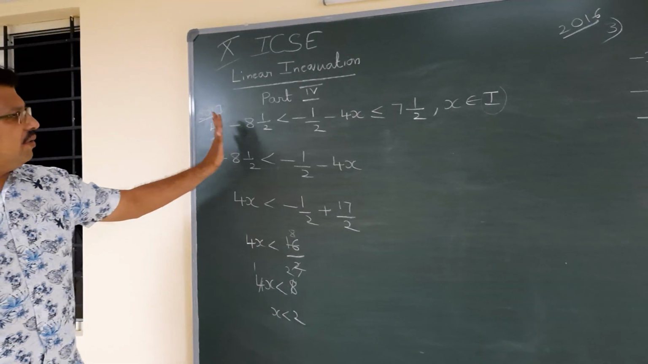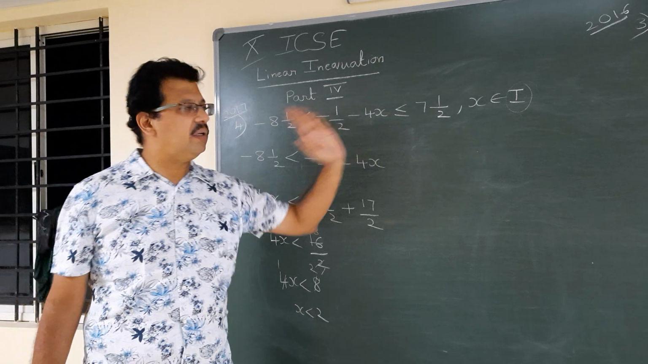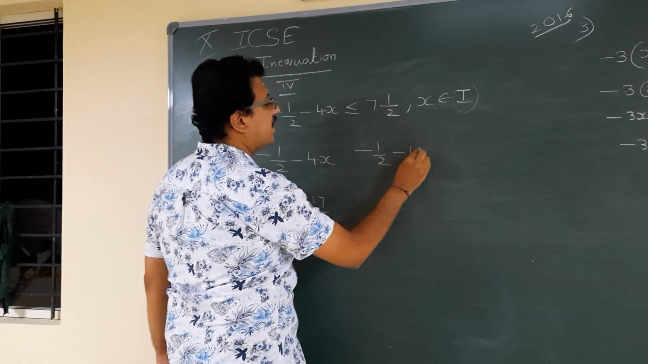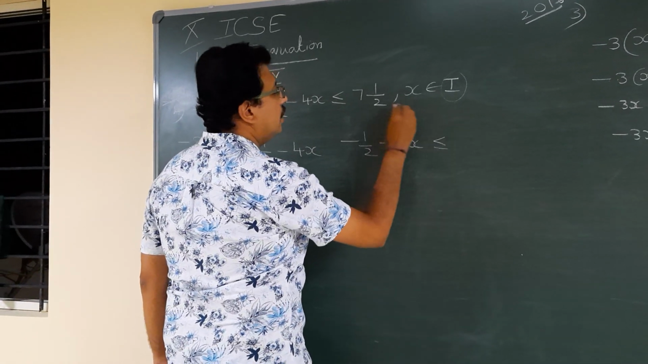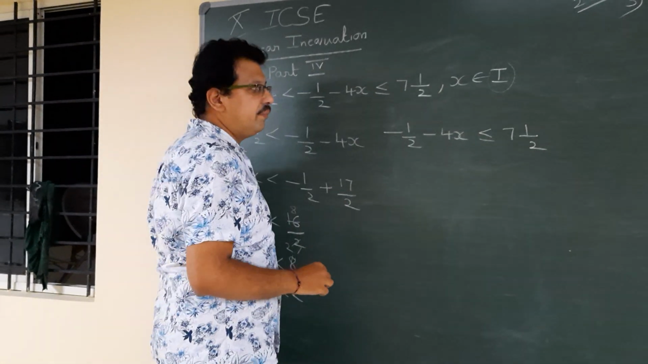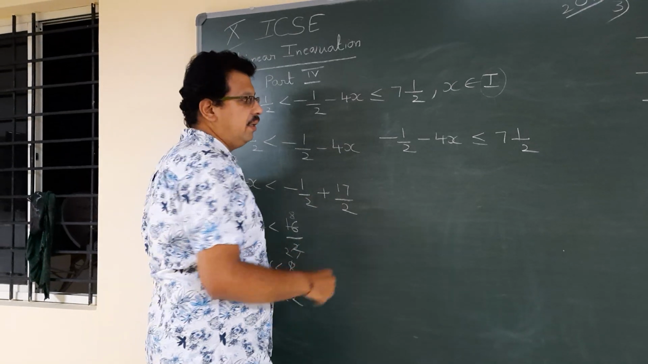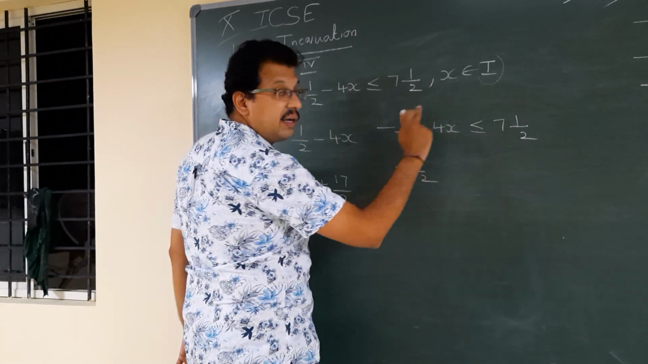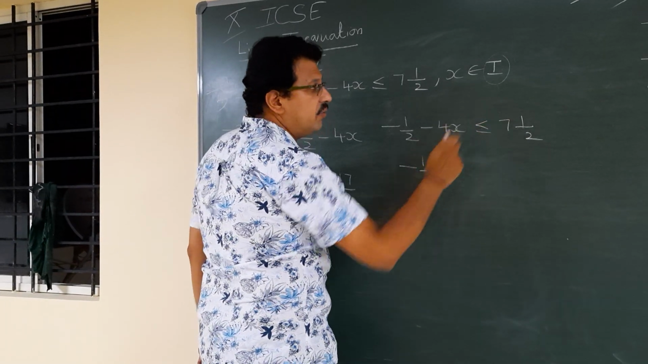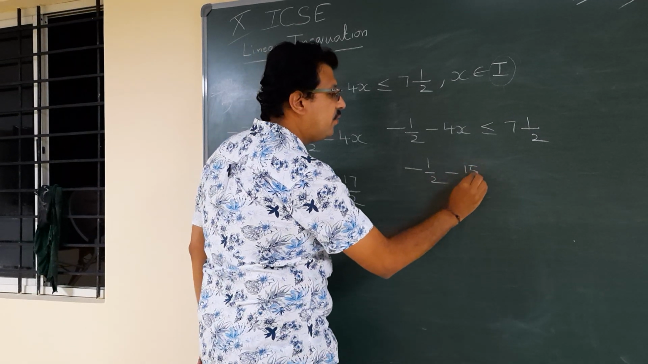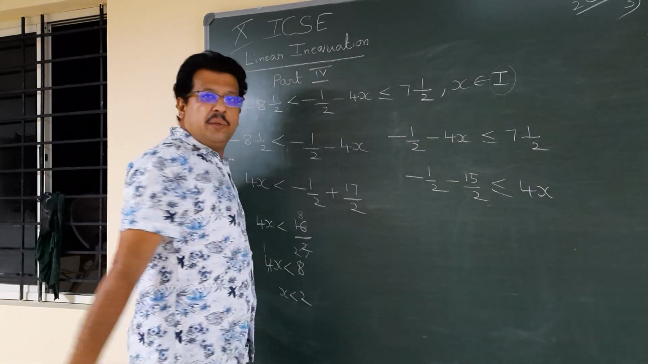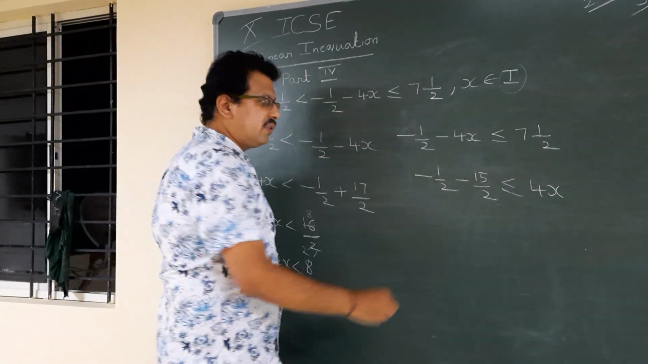So this is how we have to solve this inequation. And after solving the first 2 inequations, we have to take the second and third inequation. That is minus half minus 4x less than or equal to 7 and a half. So here minus 4x will come to the right side and 7 and a half will come to the left side. So minus half, I'm directly converting this mixed fraction into an improper fraction. 2 7s are 14, 14 plus 1, 15. So it is minus 15 by 2 less than or equal to plus 4x, because minus 4x will become plus 4x, children.